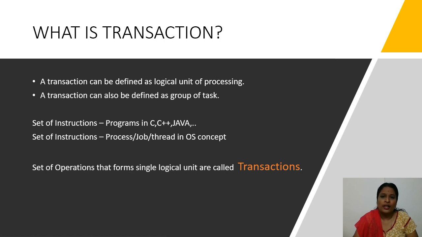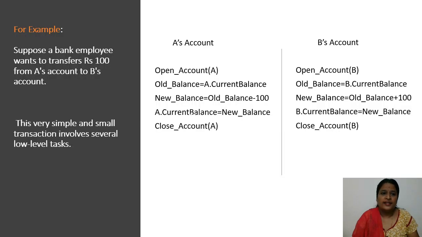You all know in computer science we call a set of instructions a program in programming languages like C, C++, Java and so on. The same set of instructions can be called a process, job, or thread in operating system concepts. Likewise, a set of operations that form a single logical unit is called a transaction in a database management system. Let's see an example of a transaction.